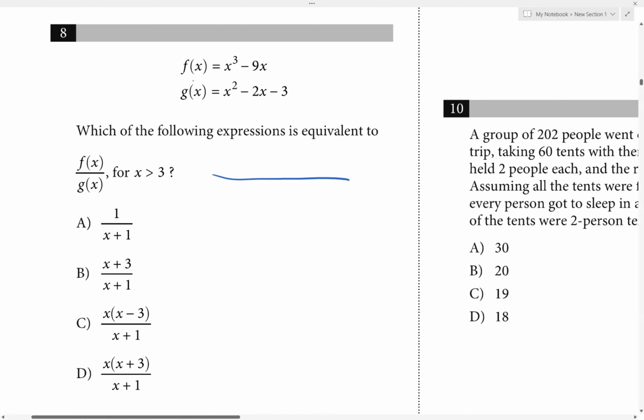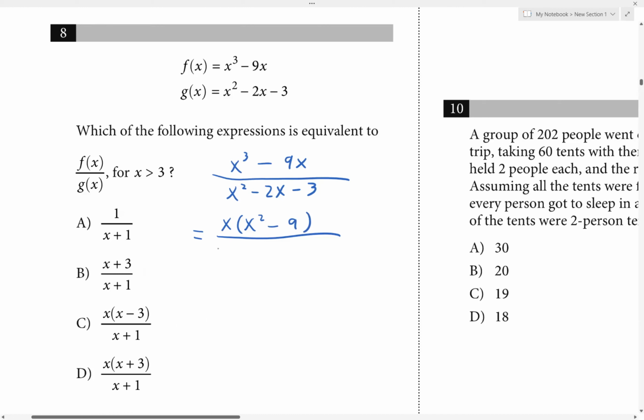All right, so they want f of x over g of x. So we are pretty much dividing the two functions, and the f of x function goes to the top. So it'll be x cubed minus 9x over the g function, x squared minus 2x minus 3. Okay, so to solve from here, we can actually factor this. On the top, we check and we have an x as a common factor between x cubed and 9x. We can pull out an x first.